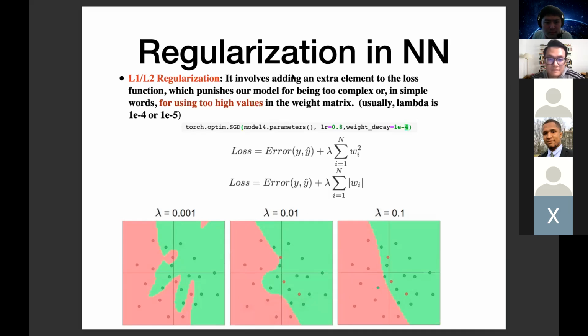Let me draw something. This is the L2 regularization, and this is L1. L2 adds the sum of the squares of the parameters, and for L1 you add the sum of the absolute values of the parameters. Yeah, this is the regularization part.